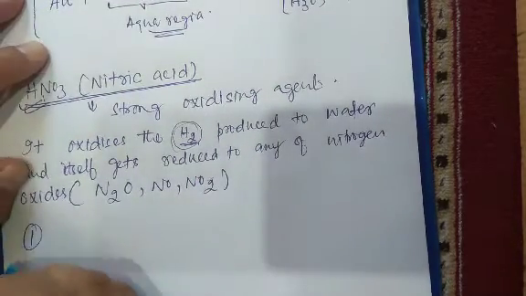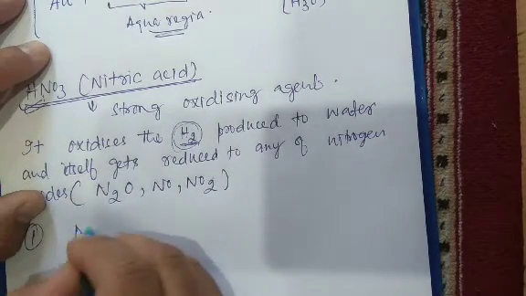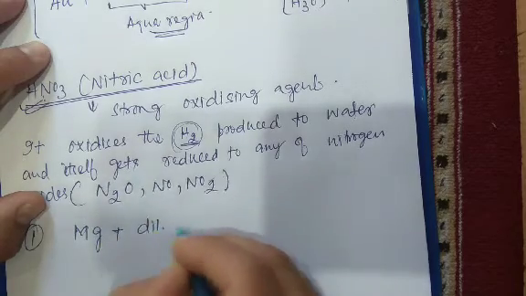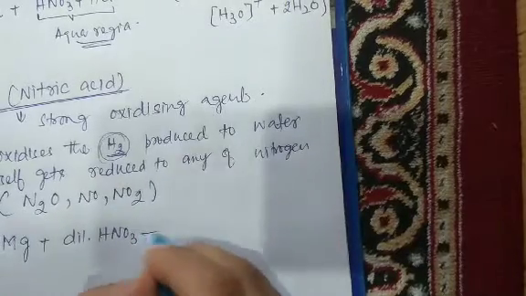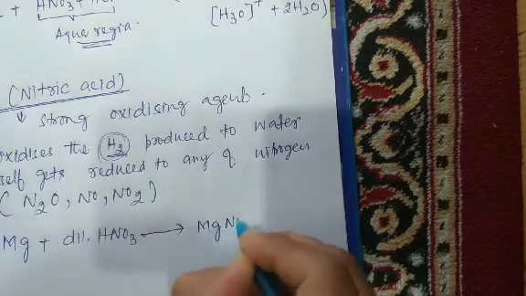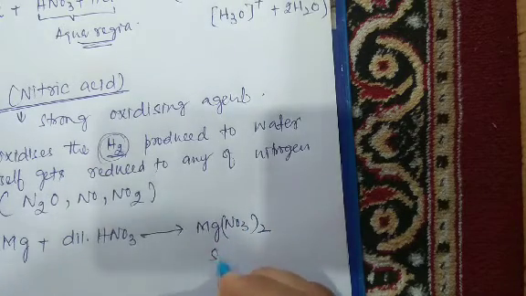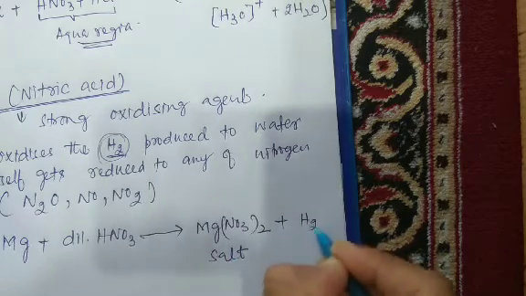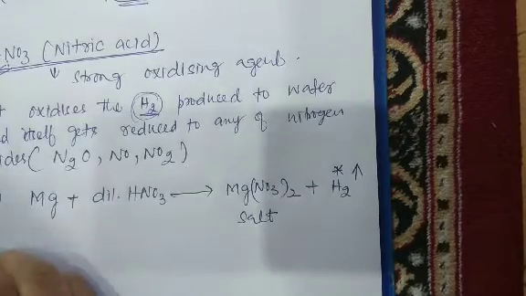Let's take the first one. We are taking the dilute nitric acid. This is the metal magnesium, and we'll take dilute nitric acid. What will be formed there? We will get magnesium nitrate, Mg(NO3)2. Magnesium nitrate is a salt, plus hydrogen is liberated.